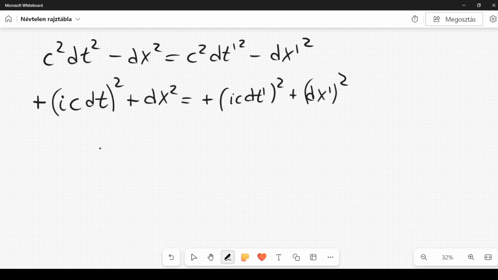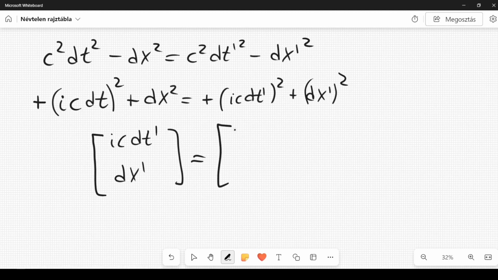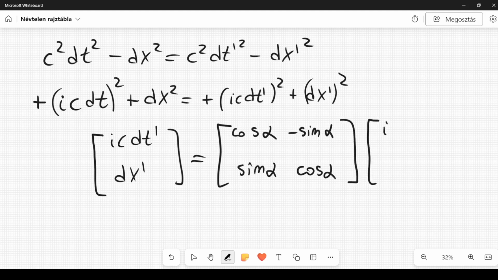So it's a rotation, and we can write a rotation in the following fashion. We have the vector i c dt prime, dx prime, which is equal to a rotation matrix in 2 dimensions. So we can write that as cosine of a certain angle alpha, minus sine alpha, sine alpha, cosine alpha, and then here we have i c dt, dx. So we simply rotate this vector to obtain this vector here. And if you choose a certain angle, I mean, this angle can be whatever angle you choose, you're going to satisfy this relation.